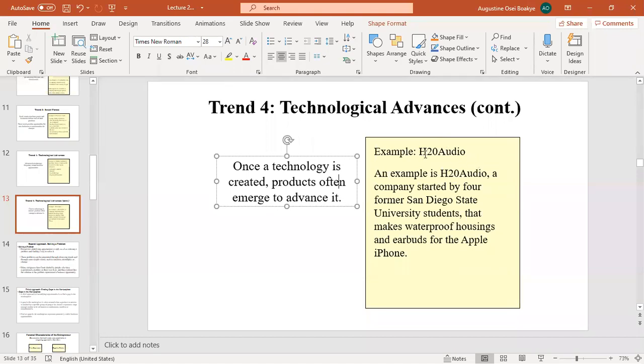And I hope you all know H2O stands for water. So H2O Audio is basically a company that currently produces peripherals or products that can be used in addition to phones, iPods, and all those technological gadgets, so that when it falls into the water, you will not destroy it. So that is a way technology can be used to advance or even create new products in the business market.